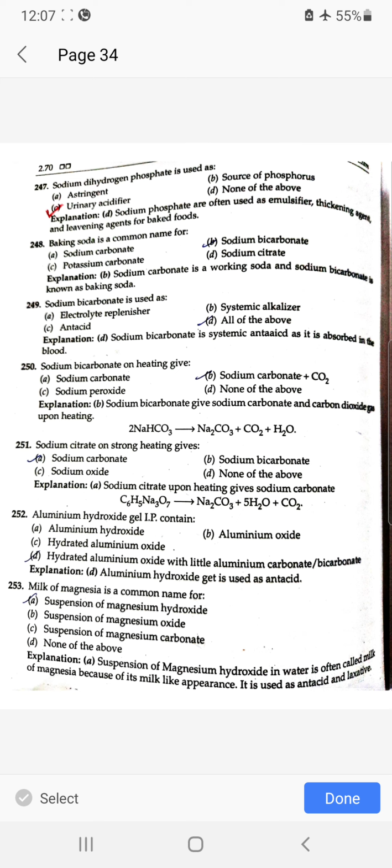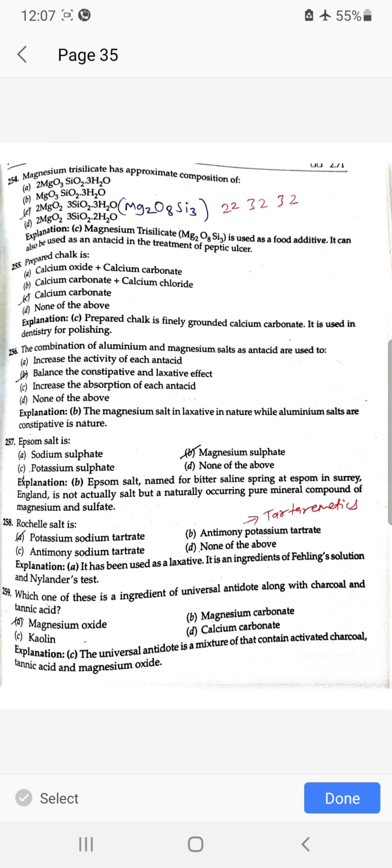Aluminum hydroxide gel IP contains hydrated aluminum oxide with little aluminum carbonate and bicarbonate. Milk of magnesia is a common name for suspension of magnesium hydroxide. Magnesium trisilicate has approximate composition of 2 MgO, 3SiO2, 3H2O. Prepared chalk is calcium carbonate. The combination of aluminum and magnesium salts as antacids is used to balance the constipative and laxative effect.